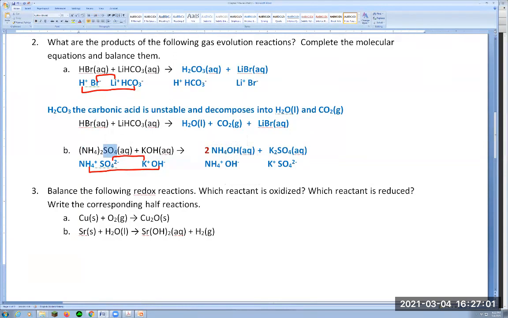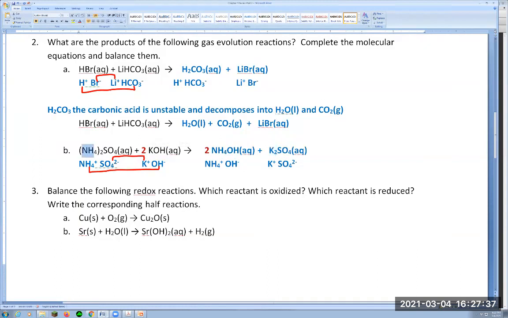Sulfate, we have 1 sulfate on the left, 1 sulfate on the right. Hydroxide, we have 2 hydroxide now on the right, because we have the 2 in front of the ammonium hydroxide. That makes it 2 hydroxide. So to balance the hydroxide, we need a 2 in front of KOH. And now that will balance the potassium, because now we have 2 potassium on the left and 2 potassium on the right. So this is balanced.